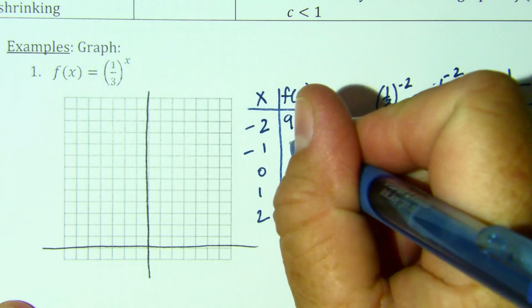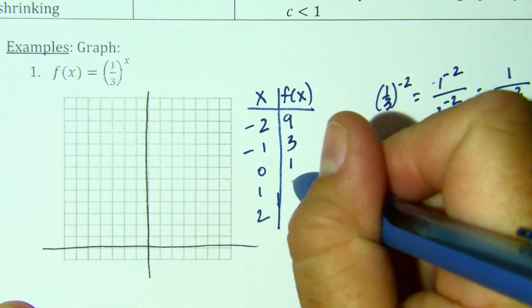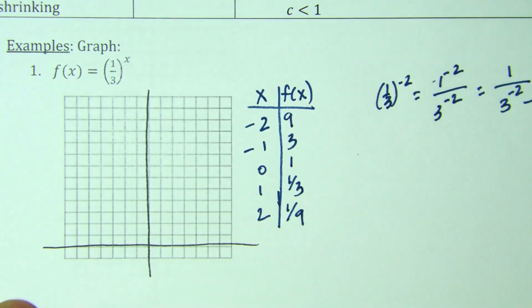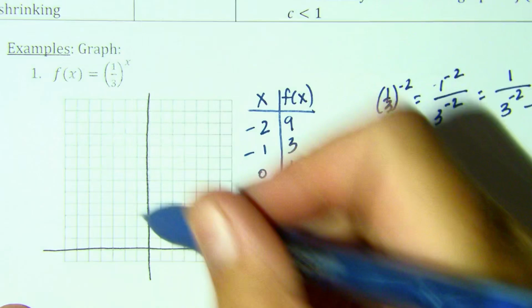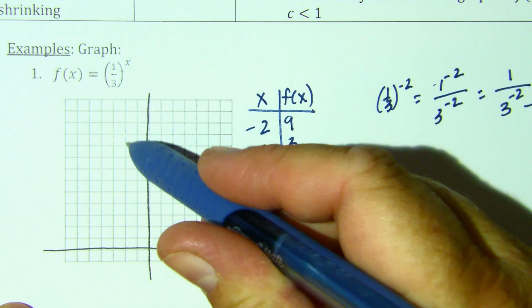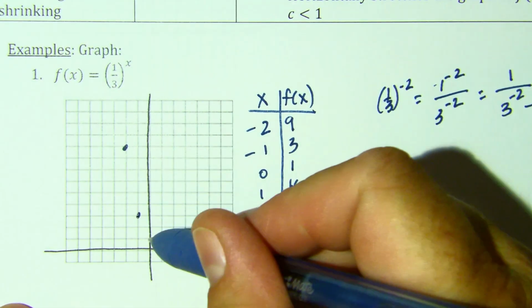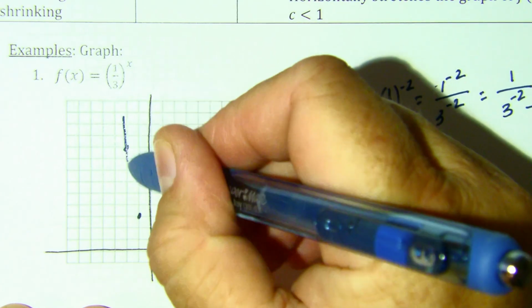And then similarly, this will be 3. Anything to the 0 power is 1. (1/3) to the first power is 1/3, and (1/3) squared is 1/9. So we can go ahead and plot those points. At -2, we're going up 1, 2, 3, 4, 5, 6, 7, 8, 9. And then at -1, we're going up 3, 1, 1/3, 1/9. And we can go ahead and draw that graph.